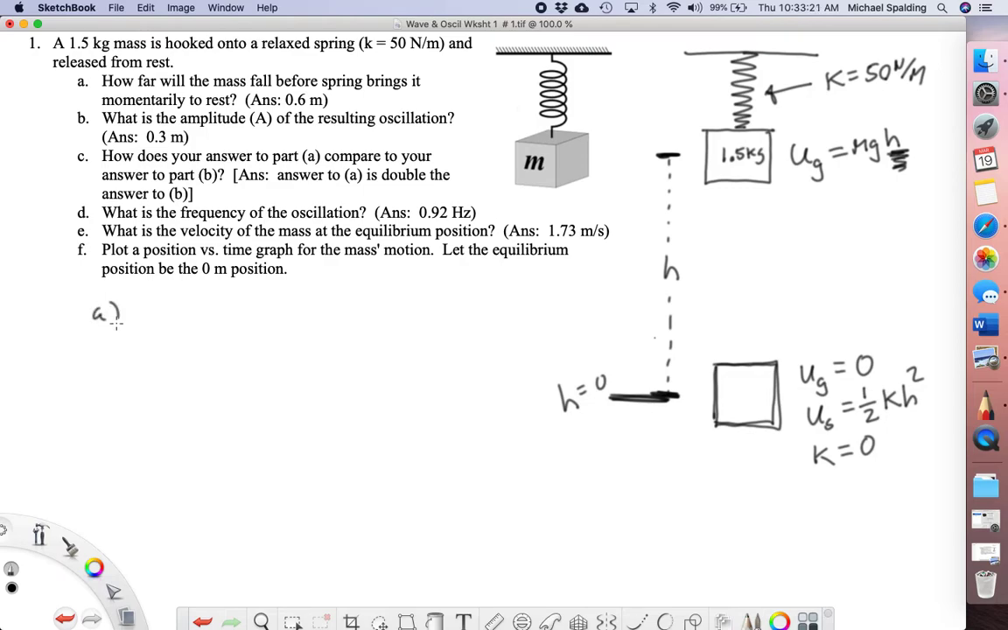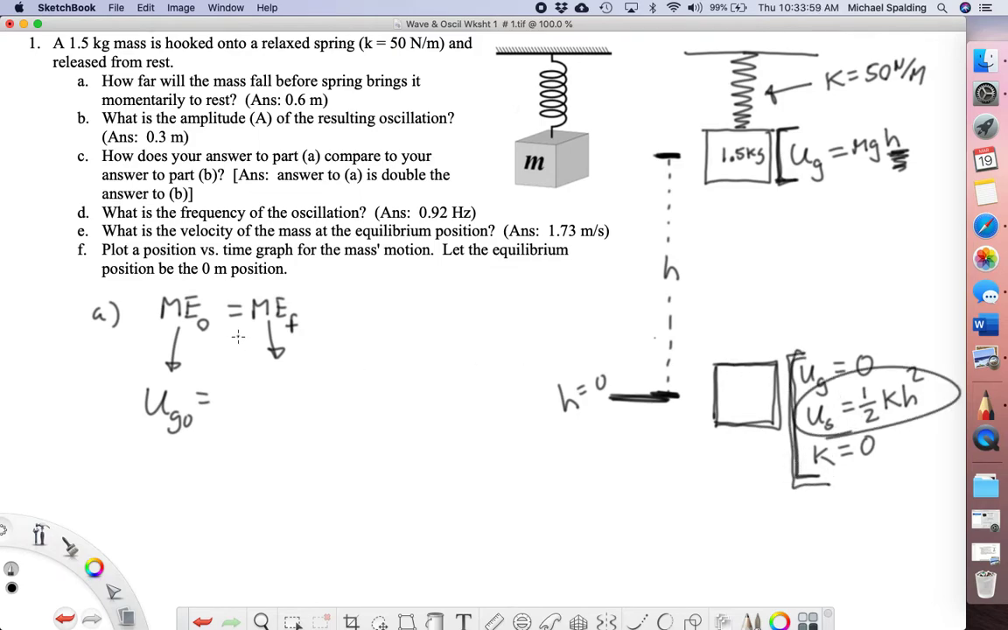So to solve part A, it's really just conservation of energy. There is no loss of energy due to any sort of friction that was mentioned. So basically we can say mechanical energy initial equals mechanical energy final. And of course mechanical energy is these three right here. Our initial was up here. The only initial mechanical energy is potential of gravity. And the only final mechanical energy we have is potential of spring.